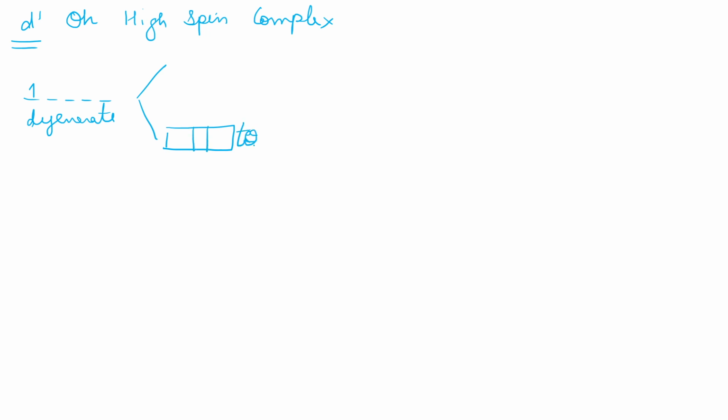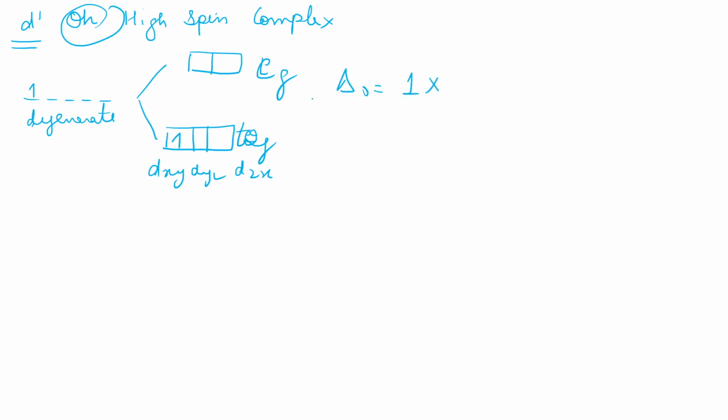T2g went down in the case of octahedral splitting, it is like this only, and Eg went up. So only one electron needs to be filled in dxy, dyz, dzx. Delta naught will be 1 into t2g, which is lowered by how much amount? Minus 4 Dq. It is minus 4 Dq.